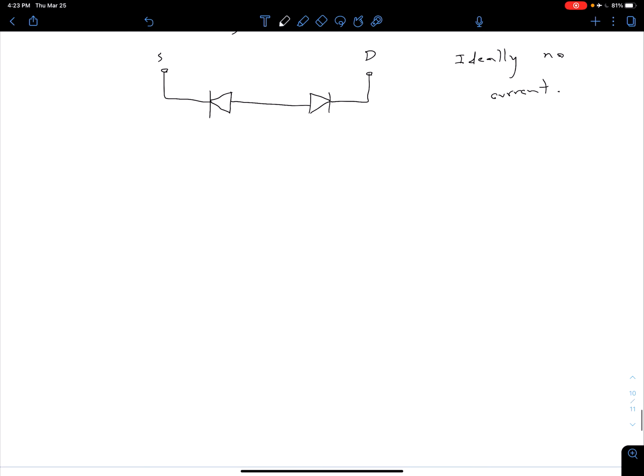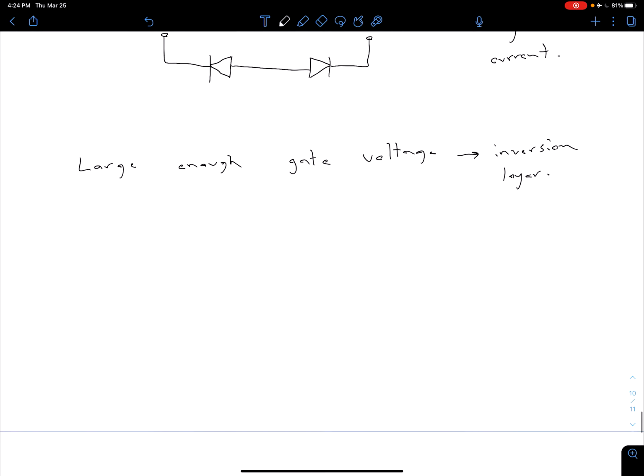So how do we turn this device on? Well, of course, if we get a large enough gate voltage, we're going to have an inversion layer. We'll come back and talk a little bit about what is large enough in a minute. So a large enough gate voltage is going to create our inversion layer and turn on our device, or allow us to form a channel that connects our drain and source regions.